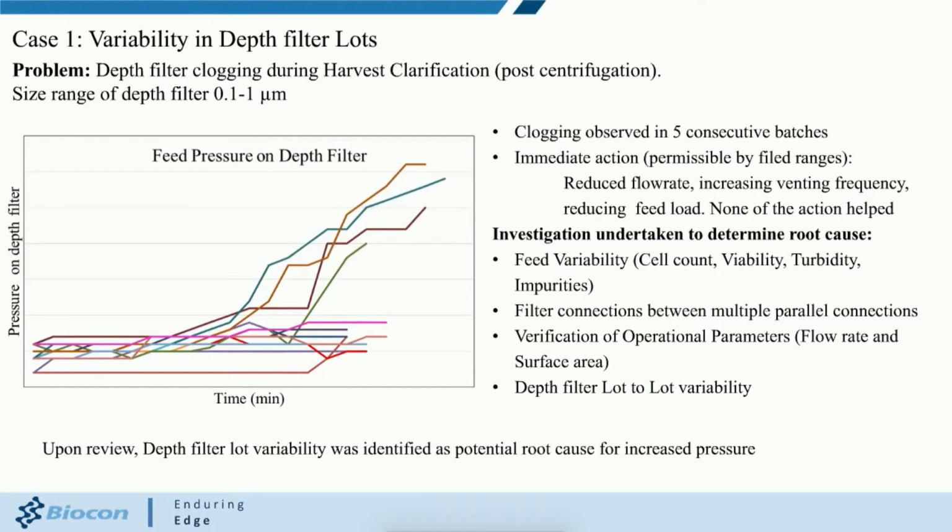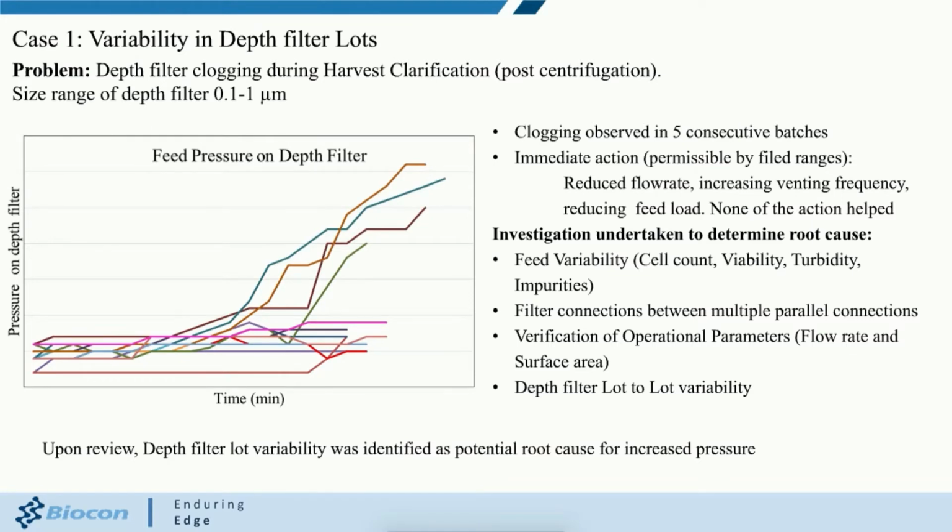So we will move on to case 1, which is depth filter lot. Right. So in monoclonal antibodies, people typically use either centrifugation followed by depth filter, or primary depth filter followed by secondary depth filter. So in this case, for this particular mAb, we use centrifugation followed by a depth filter, which acts as a secondary depth filter, which is rated from 0.1 to 1 microns.